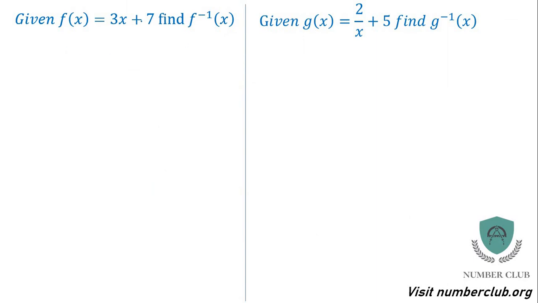Given that f of x is equal to 3x plus 7, find f to the negative 1 of x. Alright, now this we should know that you're going to get x minus 7 divided by 3. You're going to undo the function. We know that it's going to be this.